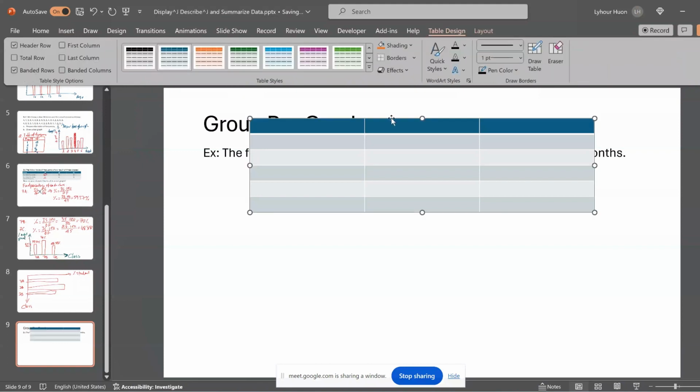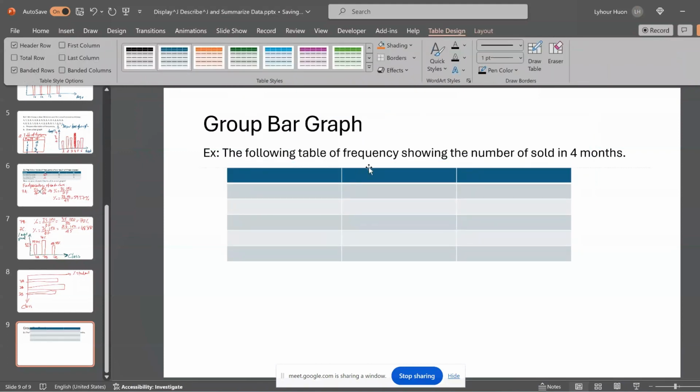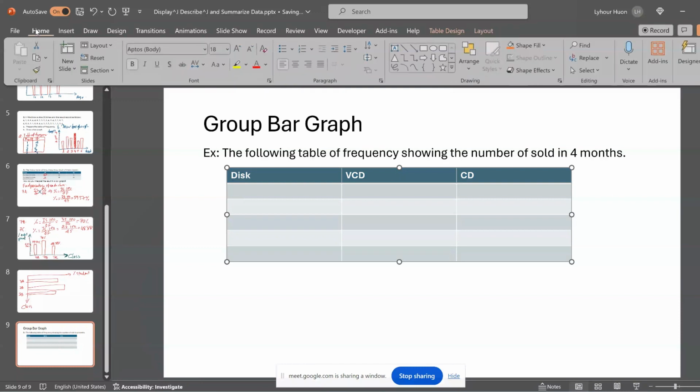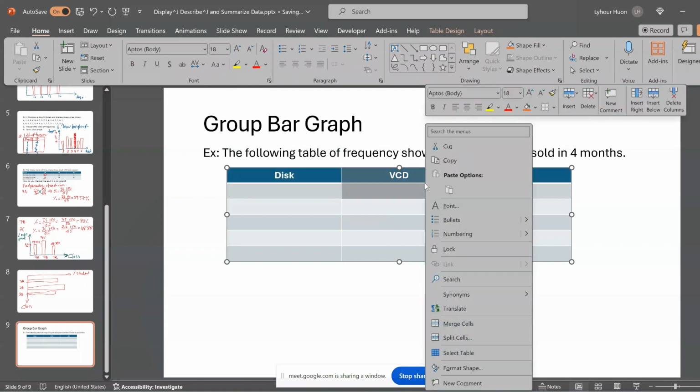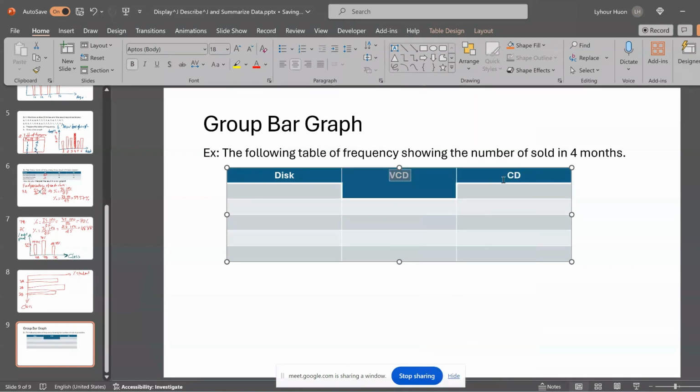Okay. Six years or, let's say this is these types. So this is the data that shows the number sold of VCD and CD. I think now there are not many shops that sell CD and VCD. It's like people are using YouTube and some other stuff instead. But before, we did use CD and VCD.